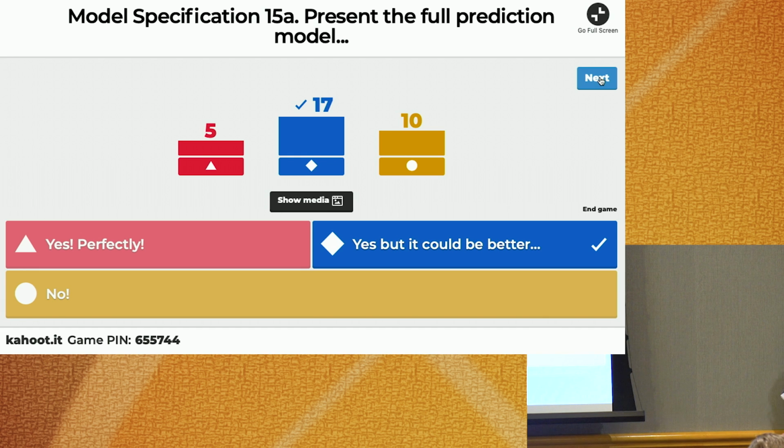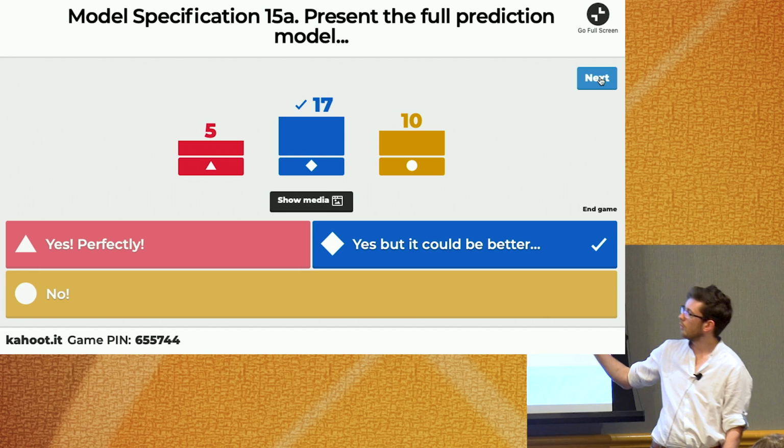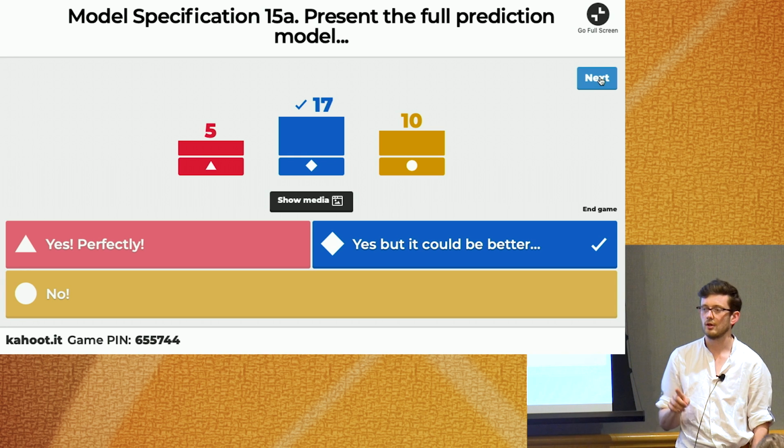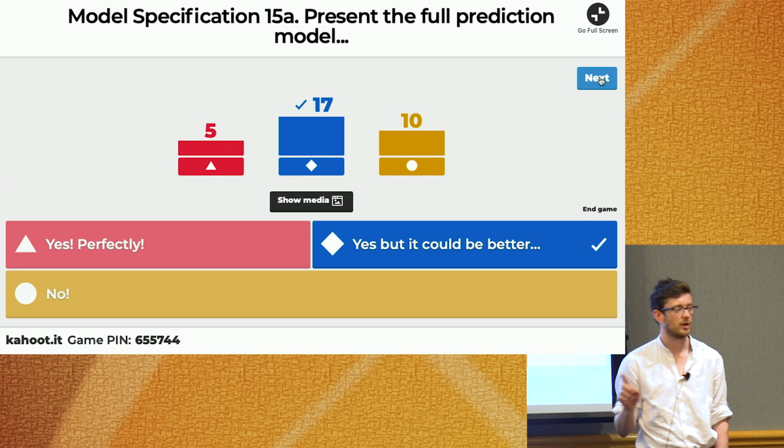Right. So why do we think this? Someone who said no, they don't report their prediction model. Do you want to tell me why you said that?